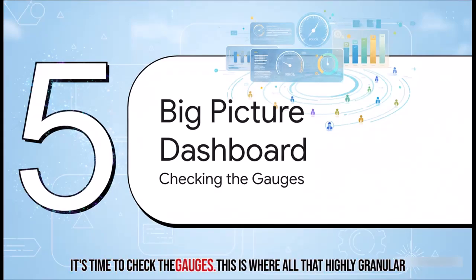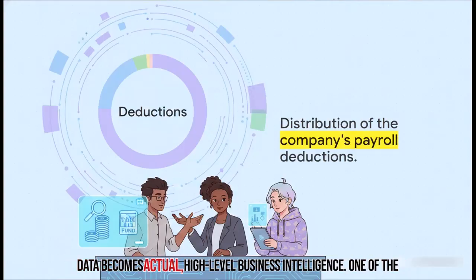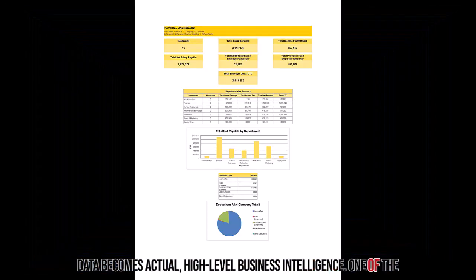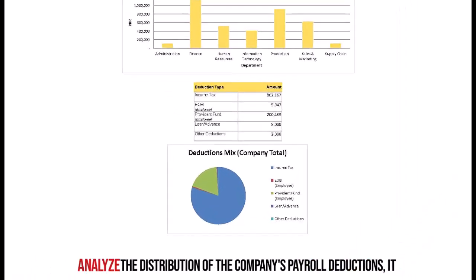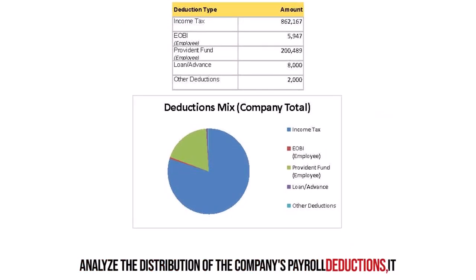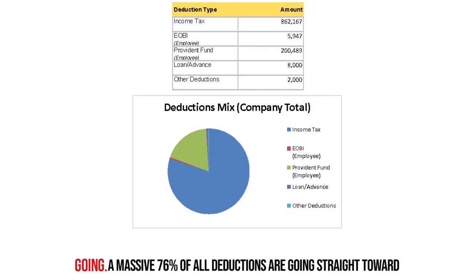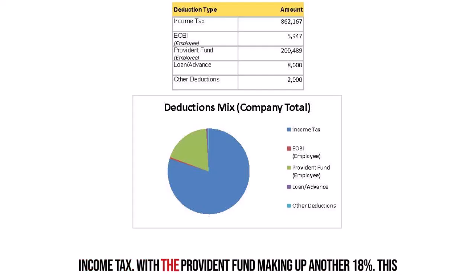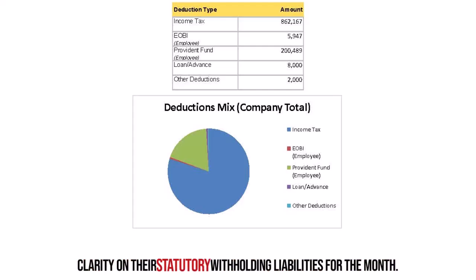It's time to check the gauges. This is where all that highly granular data becomes actual, high-level business intelligence. One of the great visual tools on this dashboard is the deductions mix. When we analyze the distribution of the company's payroll deductions, it becomes instantly clear exactly where those withheld funds are going. A massive 76% of all deductions are going straight toward income tax, with the Provident Fund making up another 18%. This gives management and the finance team immediate, at-a-glance clarity on their statutory withholding liabilities for the month.